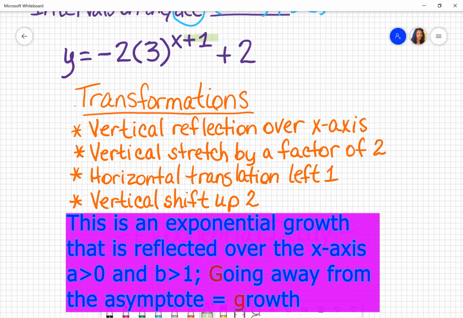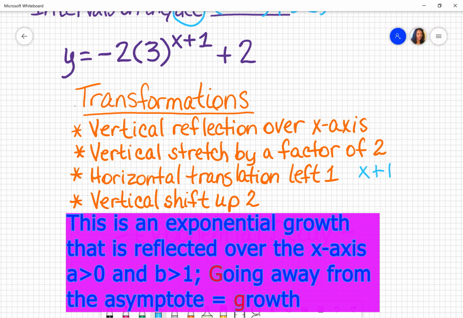If I'm trying to figure out which way I am going, left or right, that's a horizontal translation left. Just take the exponent, x plus 1, set it equal to 0, solve for x. X is -1. Well, negative means that it's going left on the coordinate plane. And then finally, I have a +2 as my k. Well, that means I'm going to have a vertical shift up. I'm going up by 2. Or another word is translation.